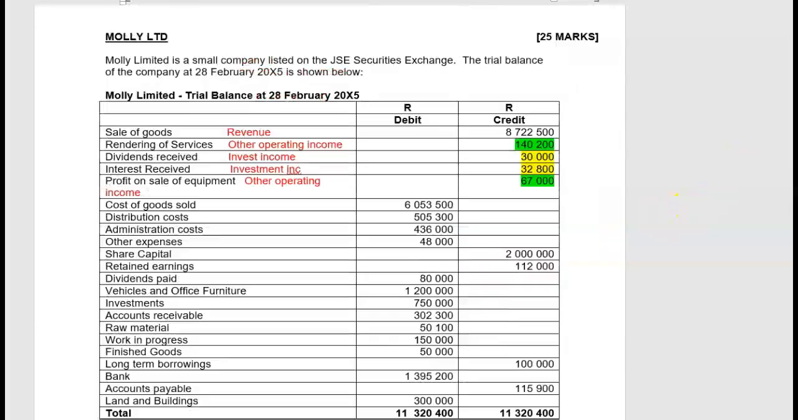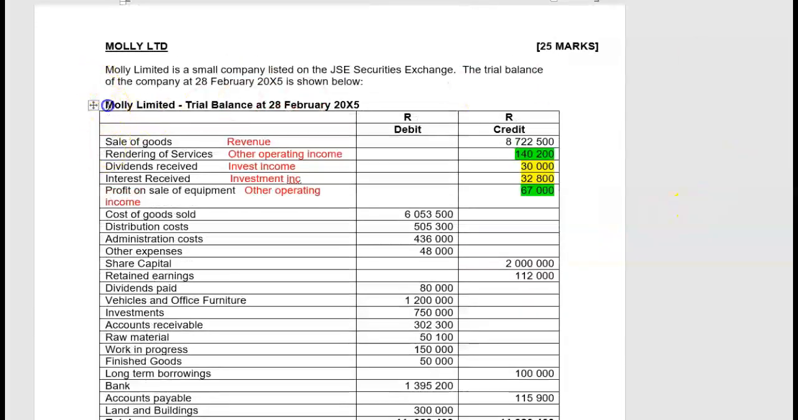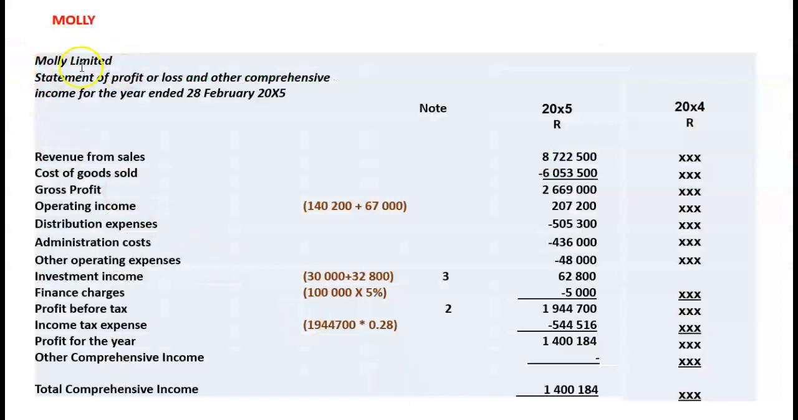So let's start then with the income statement. The name of the entity, Molly Limited. What are we busy with? The statement of profit or loss and other comprehensive income for the year ended 28 February 25. Then you must have 3 columns, and make sure that you do have 3 columns, otherwise you're going to lose a lot of marks.